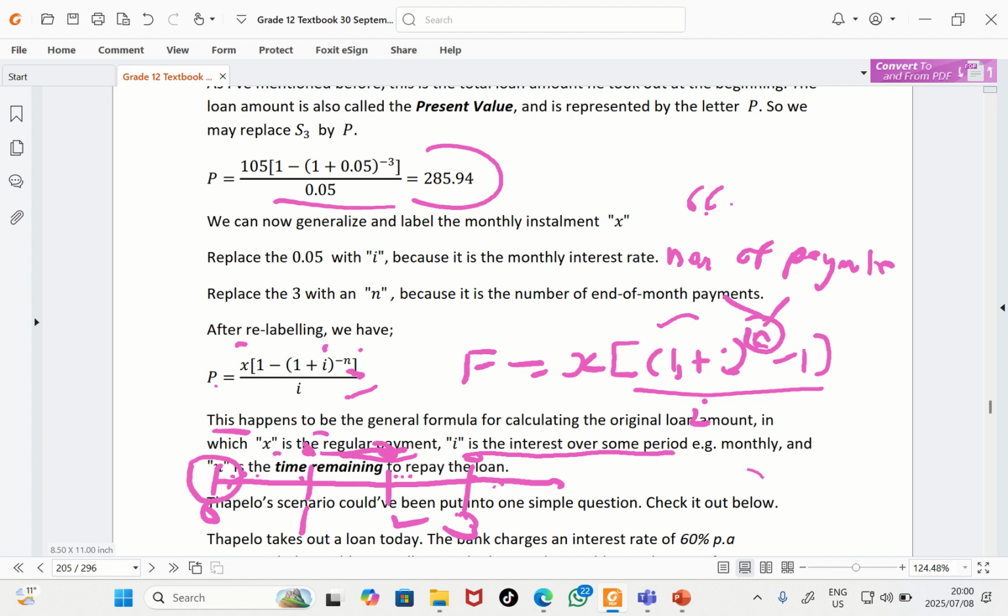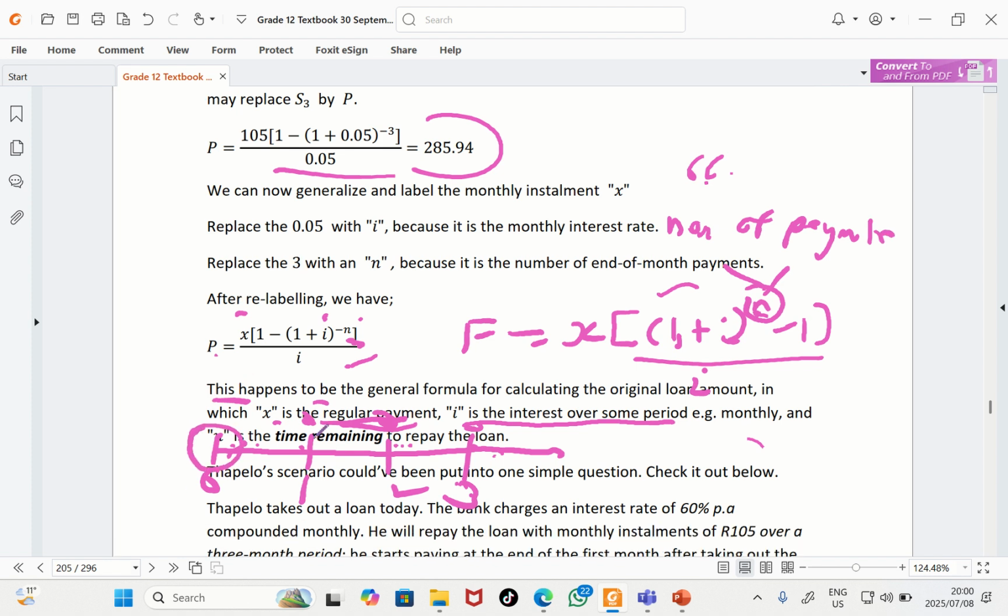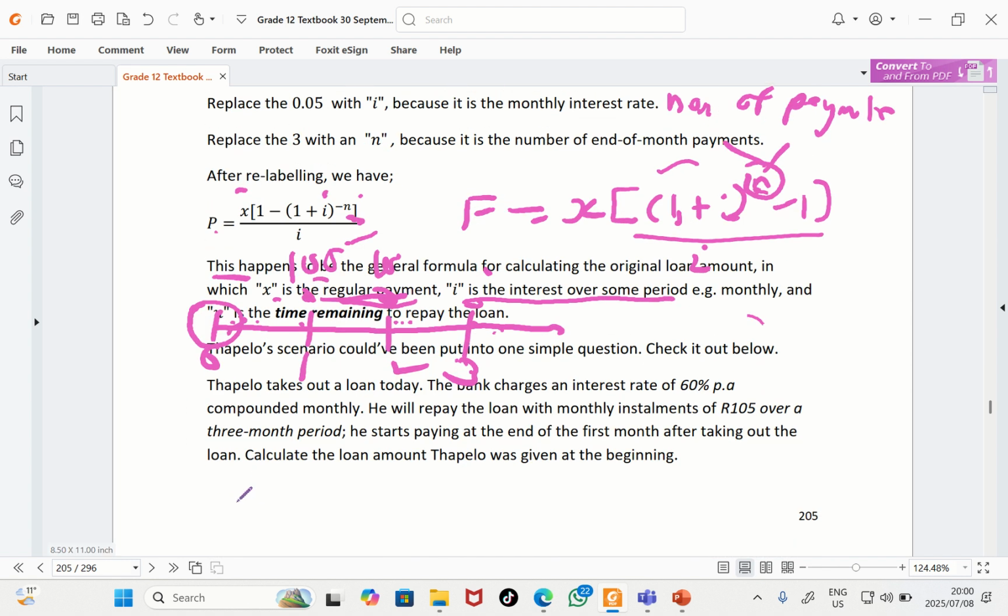So when you're doing your calculation initially, and they ask you to find the loan amount, they tell you this guy pays 105, 105, 105. Your calculation would be to substitute your 105 there, times 1 minus (1 plus 0.05) to the power minus n. The n will be the number of periods remaining to repay the loan. The last payment is at time 3. So how many periods do we have? 1, 2, 3. So this will be a 3.